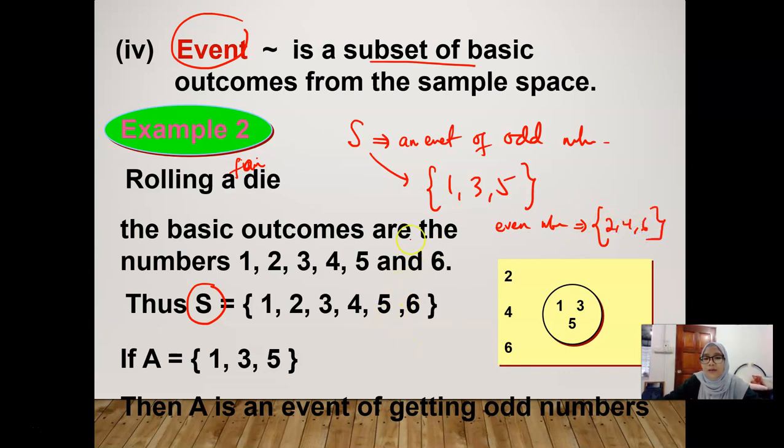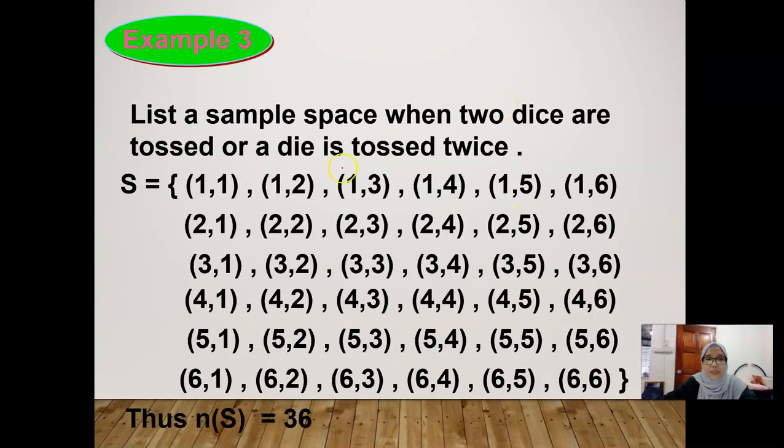What if I want to have an event of prime number? Let's say I denote as B. So my prime number is 2, 3, 5. Okay, 2, 3, 5 is coming from my sample space, a subset. Okay, that should be okay.